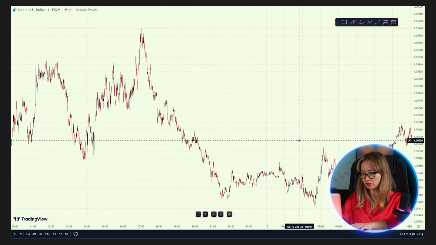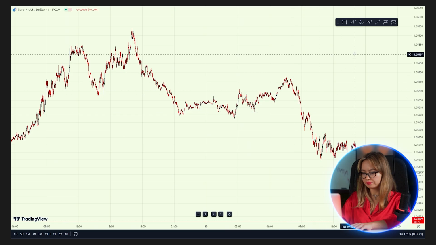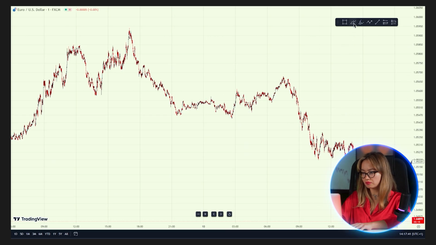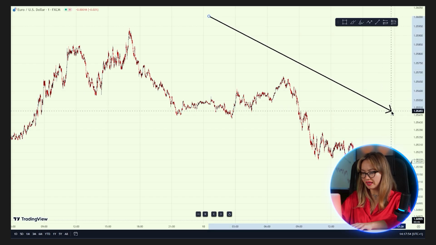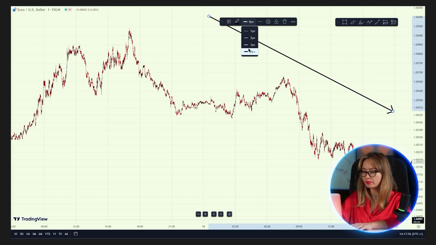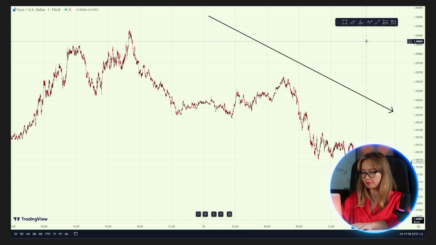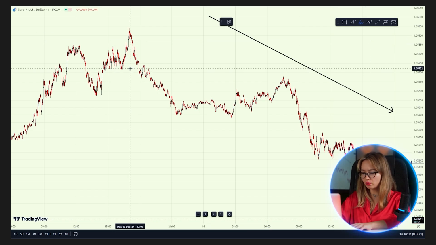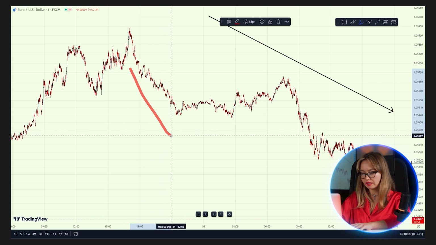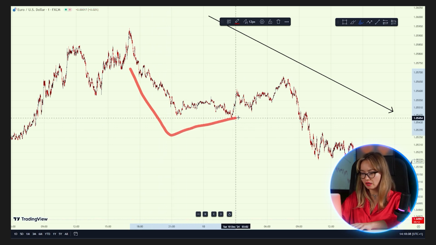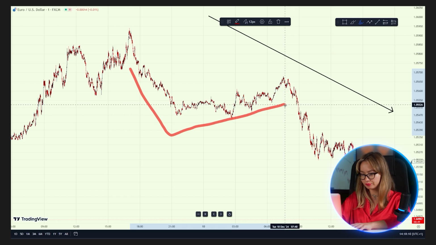Zooming out the chart. Here, let me draw this and make it wider. We see one clear downward movement. Then looking at the bigger picture, at the same time, we also have a downtrend, a small upward movement, and a sharp drop. How do we describe this?